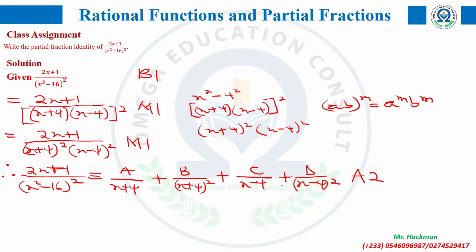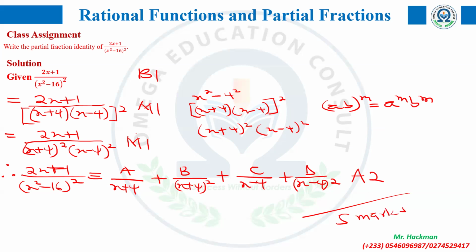As for the explanation here, I think you get it. This factor will give you 2 fractions. This will also give you 2, so 4 fractions. All of them are linear factors, so the numerators for each of them will be constants. So you write your A, B, C, and so on. In all, what you have here will give us 5 marks.